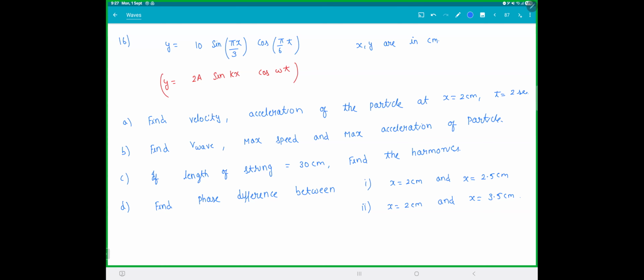How to do the first one? Simple thing, kinematics. How do you find velocity and acceleration? Differentiate. Why are you struggling so much? You want velocity, ∂y/∂t. You want acceleration, ∂²y/∂t². Partial differentiation.